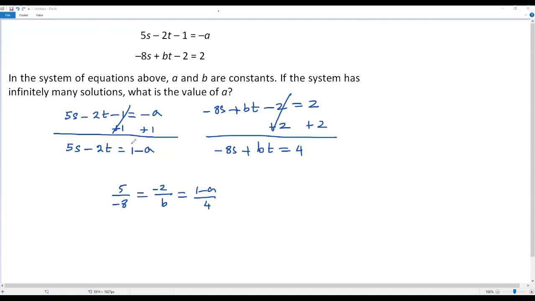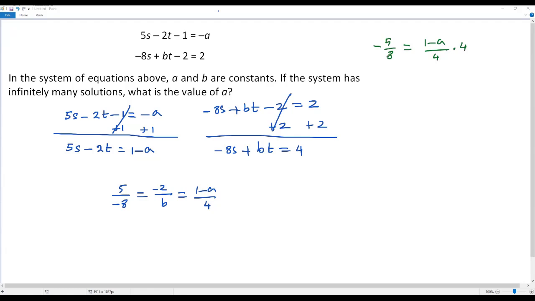Since all these three ratios are equal, we can equate any two out of these three ratios. Here I am going to equate the first ratio and third ratio, because my aim is to get the value of a. The third ratio contains a, and in the first ratio both the terms are clearly known, that is, they are numbers. Now let me equate the first ratio and third ratio. The first ratio 5 over −8 can also be written as −5 over 8. And the third ratio is (1 − a) divided by 4.